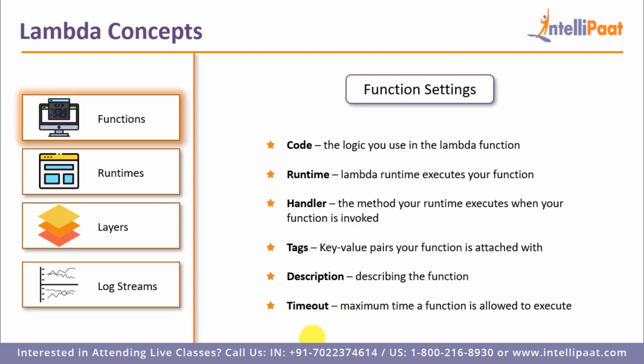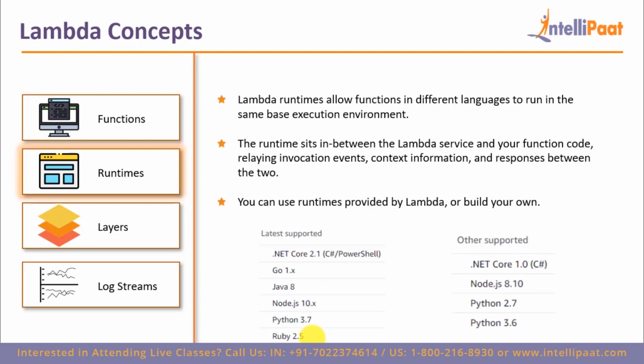So let us move on with runtimes. What is a runtime? A runtime allows functions to run in different languages in the same base execution environment. That means in the same environment you can run a Python file, a Java file, and a Node.js file. And this runtime sits in between the Lambda service and your function code. Whatever code you send, there are multiple runtimes, and it will choose the correct runtime for your file. If it is Python, it chooses the Python runtime. If it is Java, it chooses the Java runtime, and it runs and gives you the executed response.